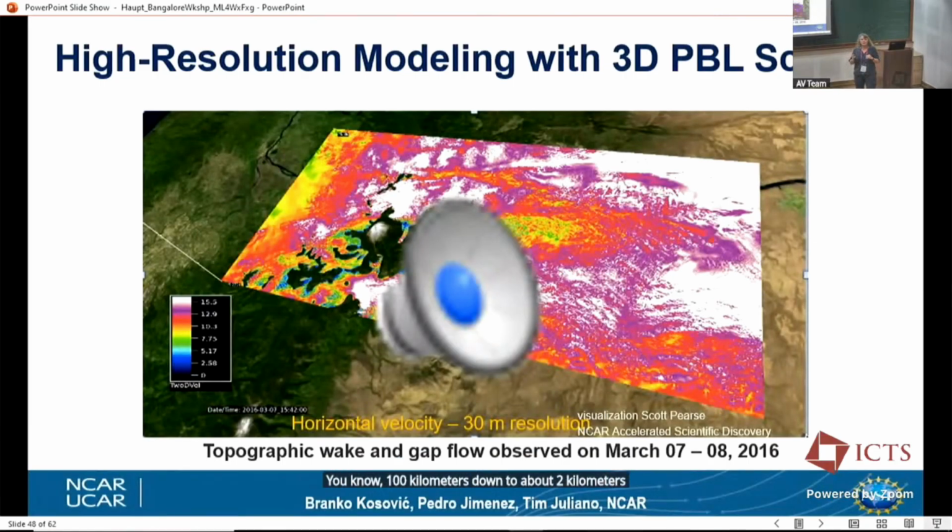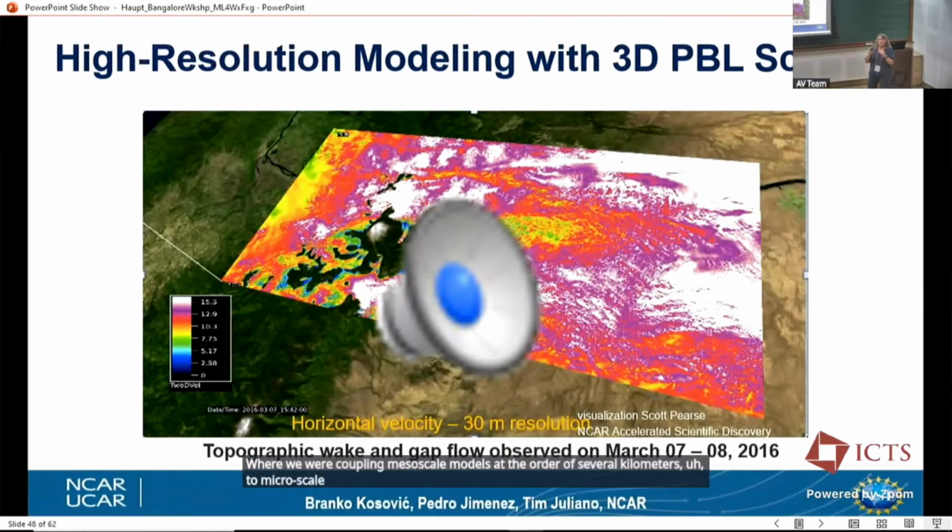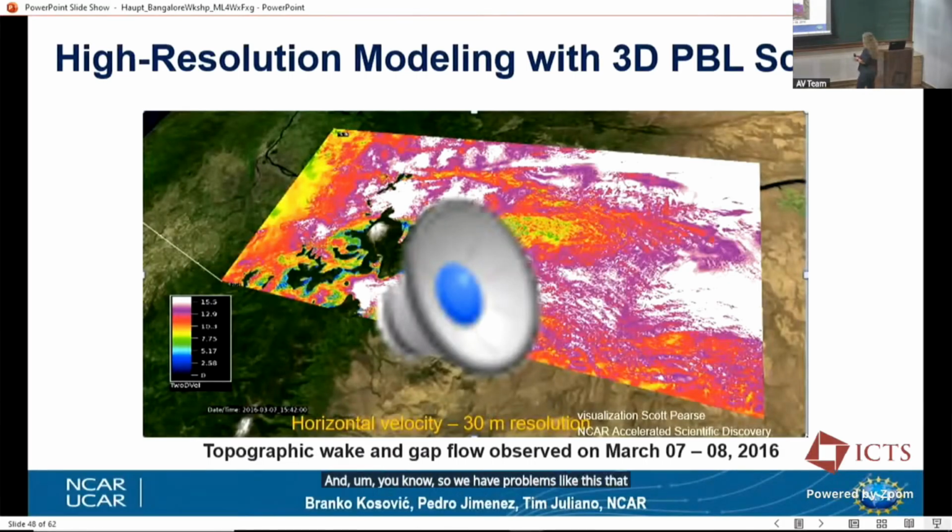And at that time, I was leading this project where we were coupling mesoscale models at the order of several kilometers to microscale models at the order of tens of meters. And so we have problems like this that we care about.